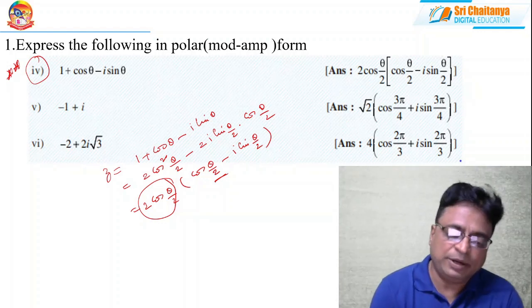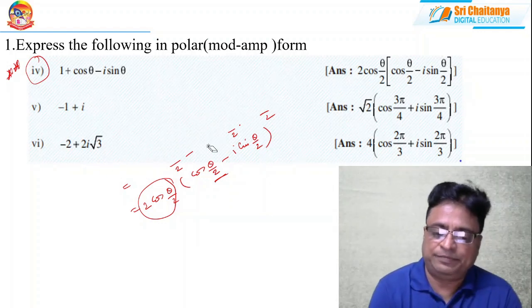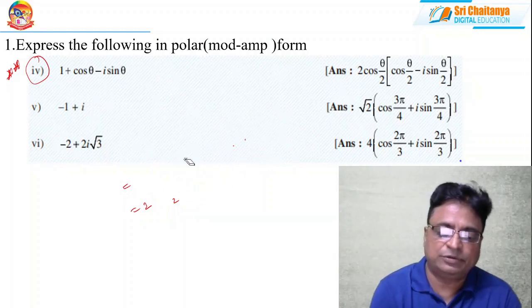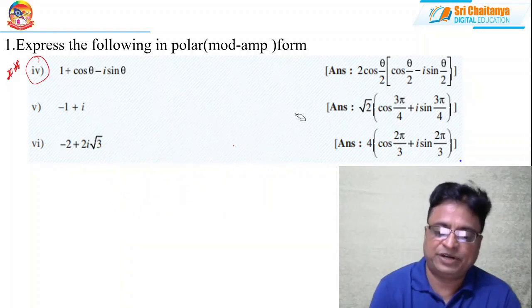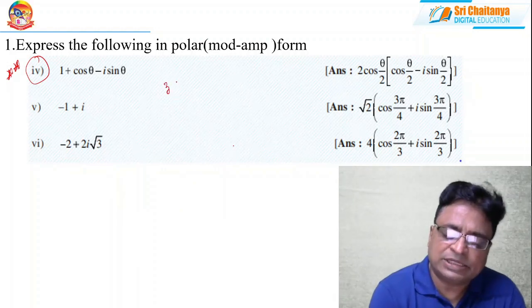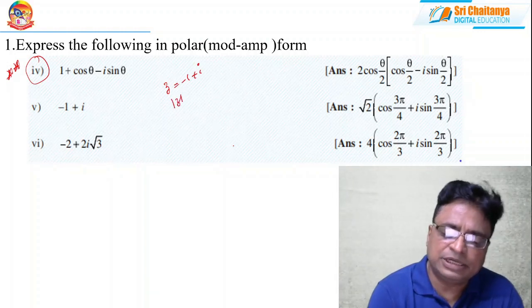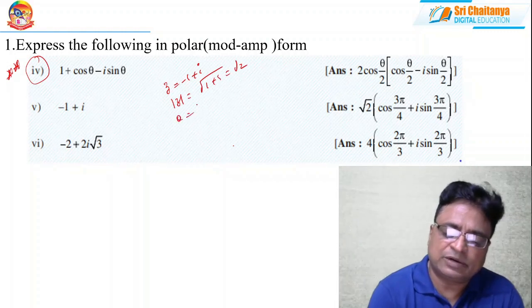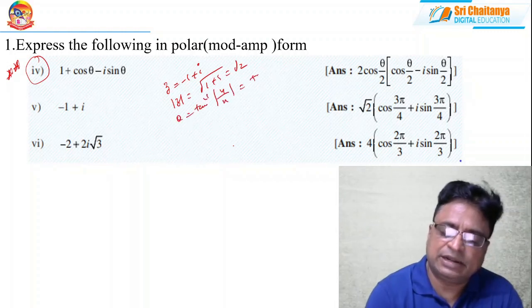Okay, now coming to the fifth problem. What is the fifth problem? z is equal to minus 1 plus i. If z is equal to minus 1 plus i, then mod z is equal to root of 1 plus 1, that is root 2. Theta is equal to tan inverse mod y by x, that is tan inverse mod 1 by minus 1, that is equal to tan inverse 1, which is pi by 4.